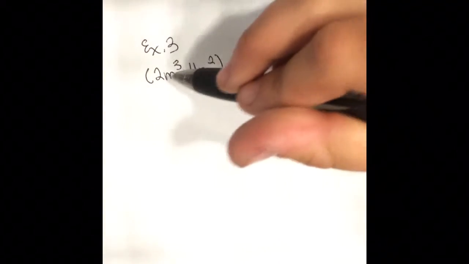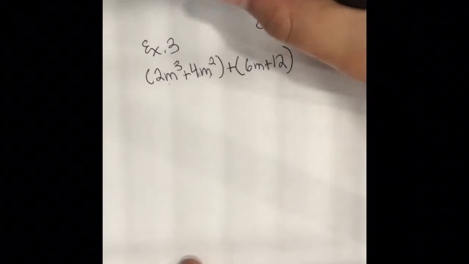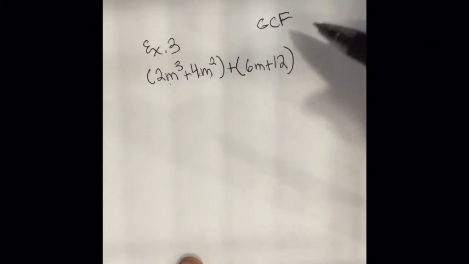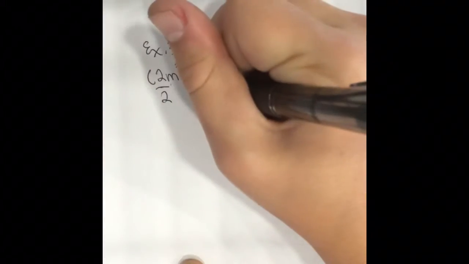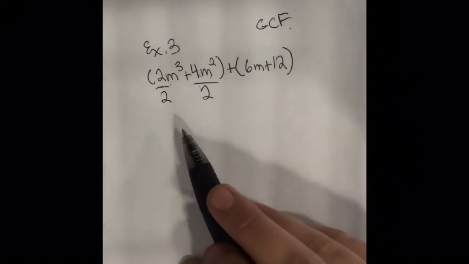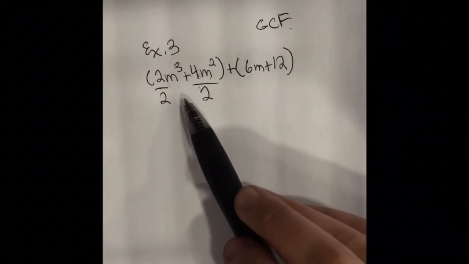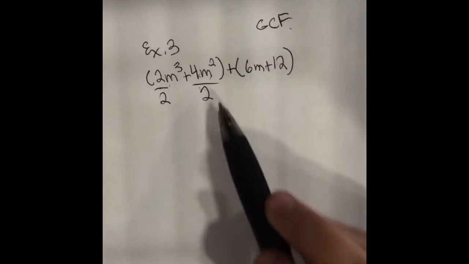So for all these numbers, we have to find the GCF, which is the greatest common factor that can fit into these two numbers, which would just be 2. And next to the 2, you would put your lowest degree that you see, which would just be m to the 2nd.